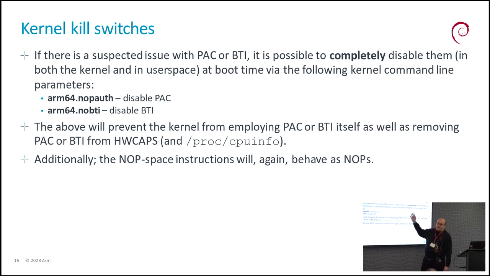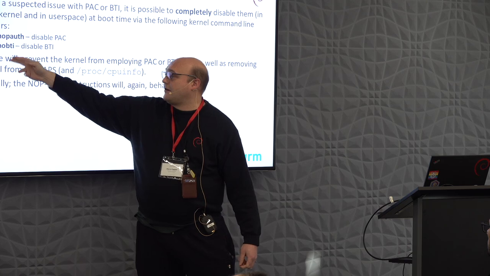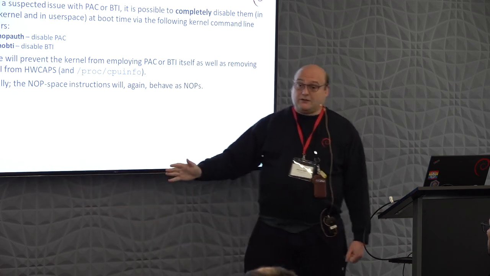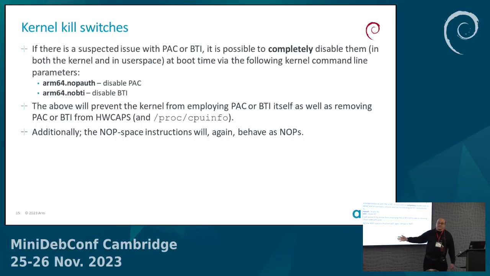And so there's kernel command line flags which deactivate them hard. So if I pass arm64.nopauth or arm64.nobti in the kernel command line, that will just stop the kernel from using it. It will stop it being advertised in user space. And if those instructions execute, they will be NOPs again. So in other words, we go back to factory settings. So if there's an expected issue with PAC and BTI, the easiest thing to do is switch them off and then test. And then more fine-grained debugging could happen from there.